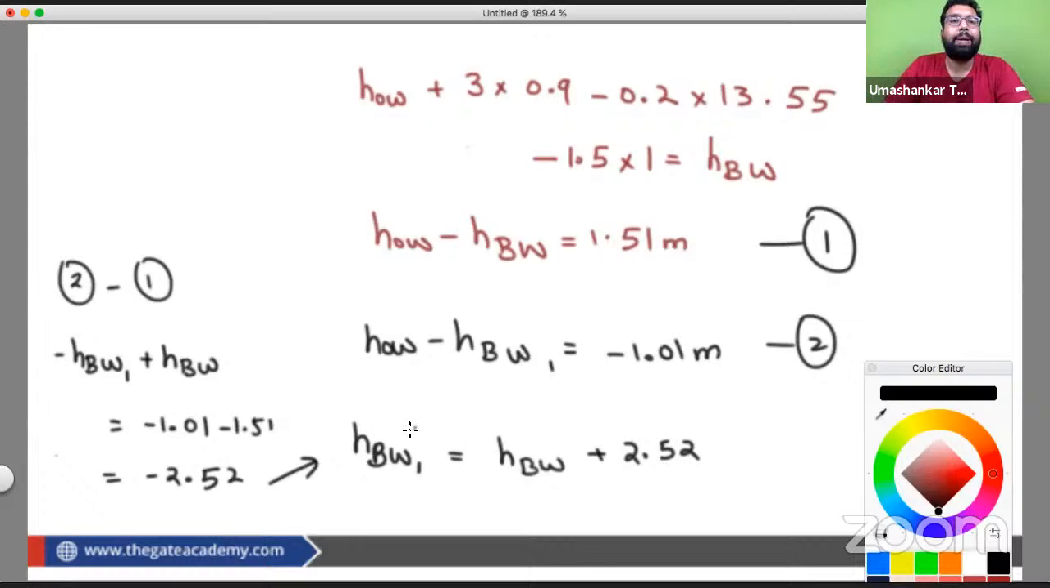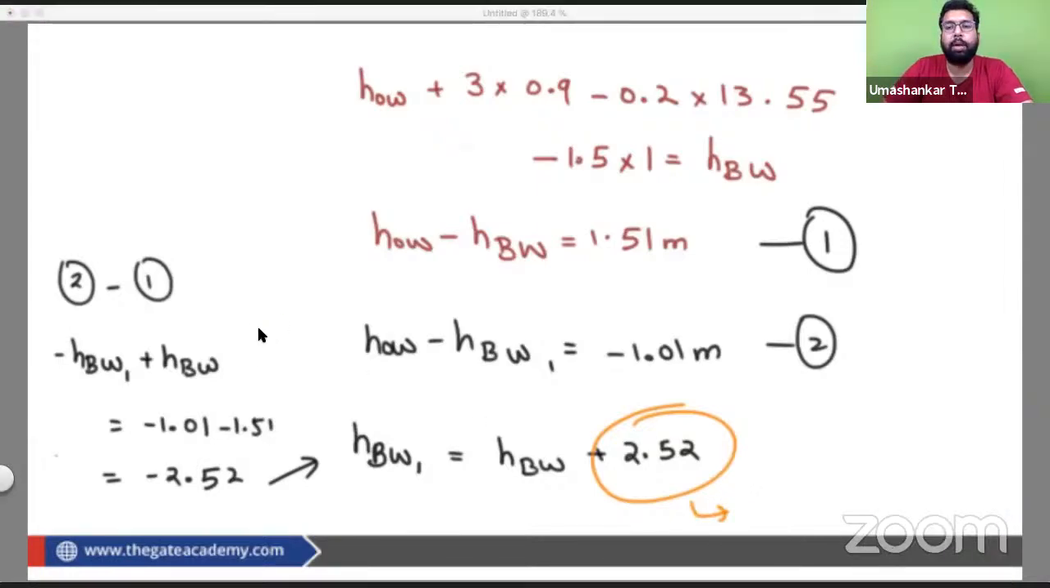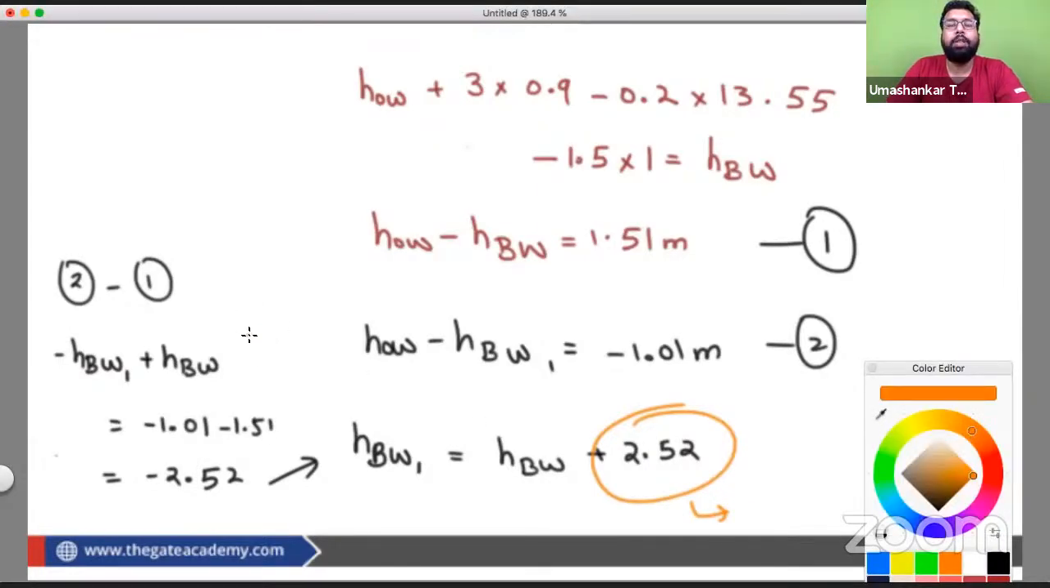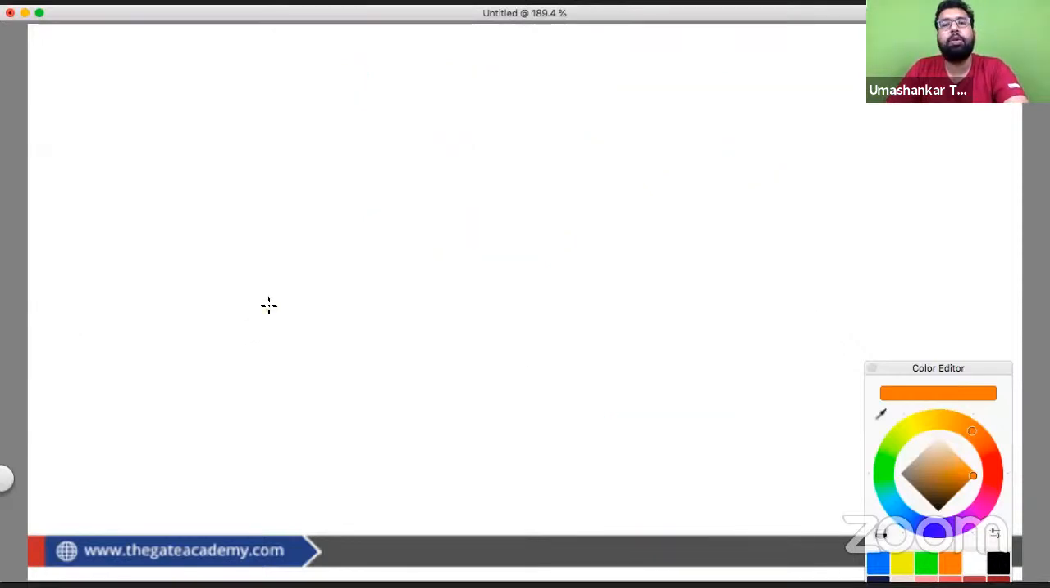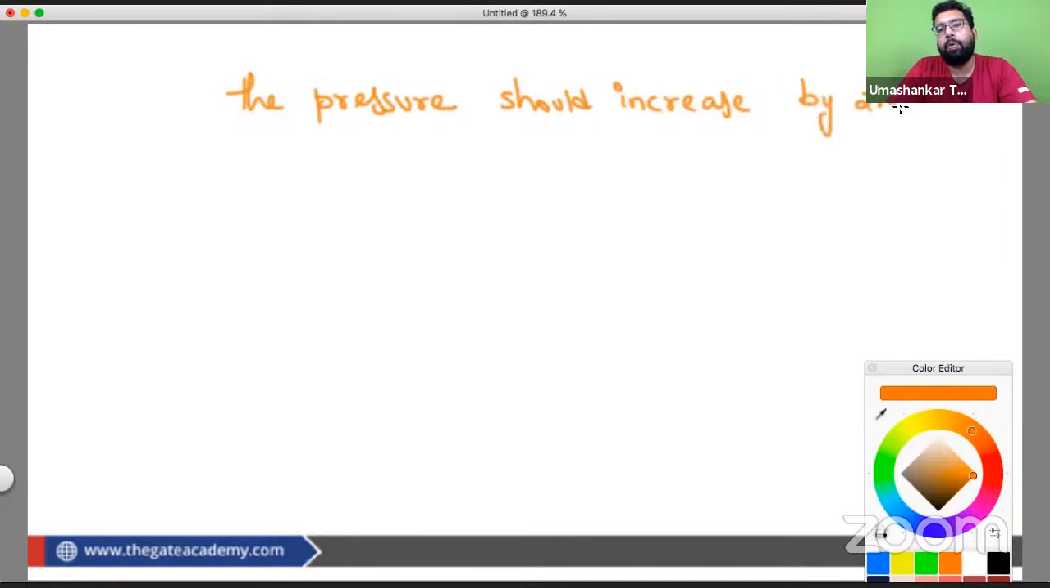Now, how much should the pressure be increased? The pressure should be increased by this amount. This must be the increase of the pressure. They are asking how much the pressure should be increased to have the mercury level the same in both limbs. The pressure should increase by 2.52 meter of water, right? Because everything you have converted into water.